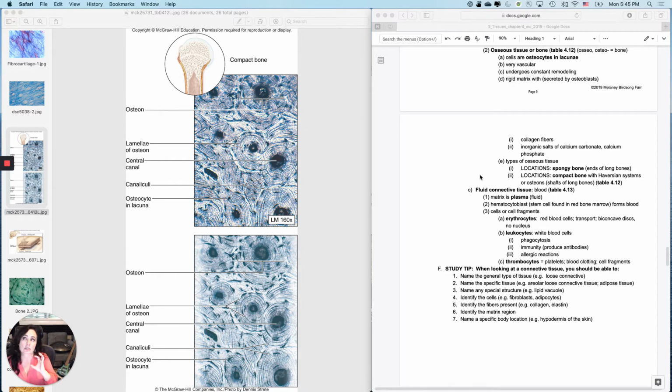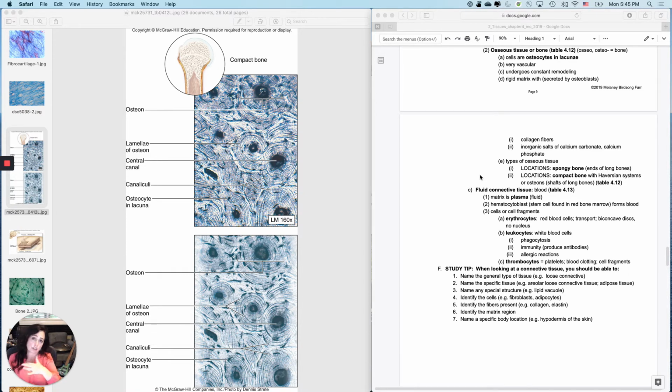It's primarily collagen fibers with crystallized calcium on top of it. The matrix is gathered from your bloodstream and also secreted by osteoblasts. So it's collagen fibers with organic salts of calcium carbonate and calcium phosphate on top.